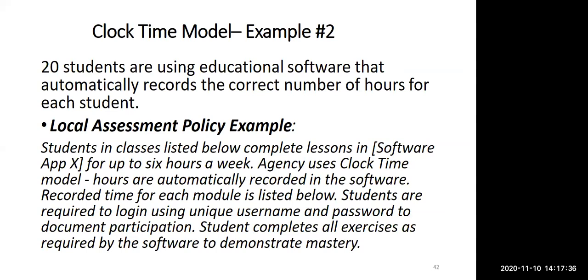So here's a way that you could write it in your policy. The students in this class complete lessons in whatever software application, and you write how many hours a week they're completing it. We're using clock time because hours are automatically recorded in this particular software. The recorded time for each module is below. That would be helpful: if you know the software does it, put in writing how many hours each module gives you in that software. You don't need to apply any of those techniques or figure it out yourself, but putting in writing what the software gives you is a good idea.